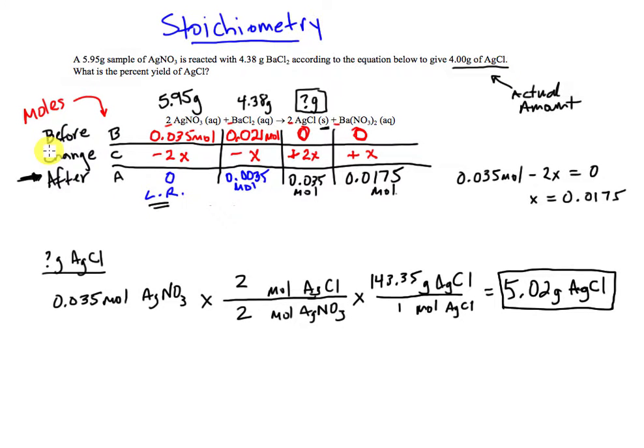Okay, everybody, back for the third and final installment on this problem. We're looking at the silver nitrate problem with barium chloride. The last step here is to actually figure out your percent yield, which is what I'll do here. So we've already figured out the limiting reactant. That's going to be your step one.